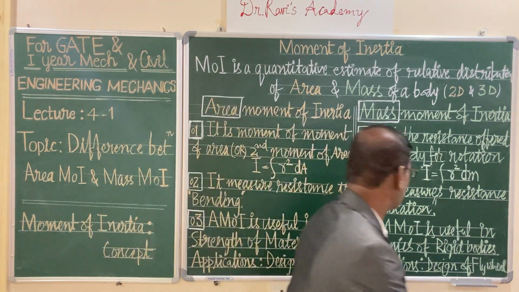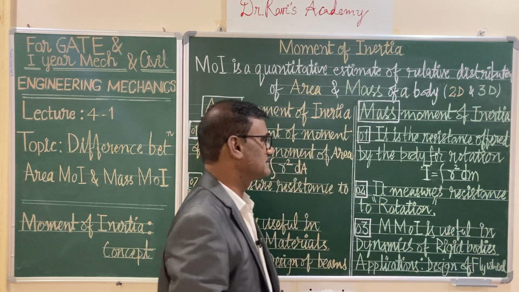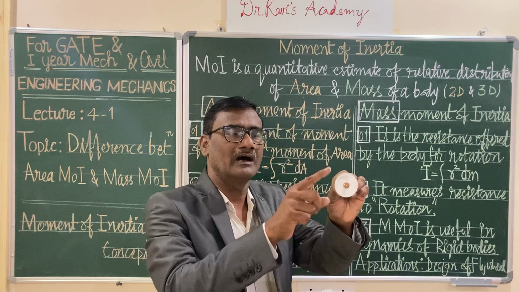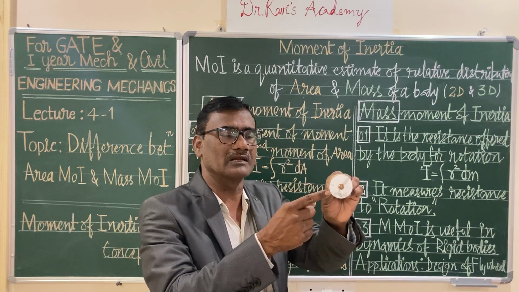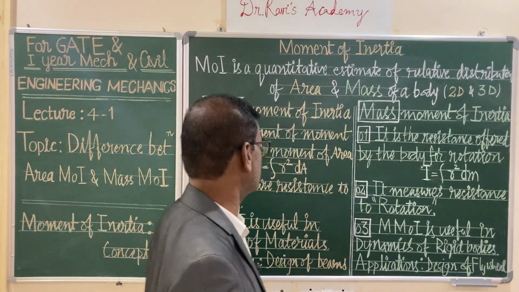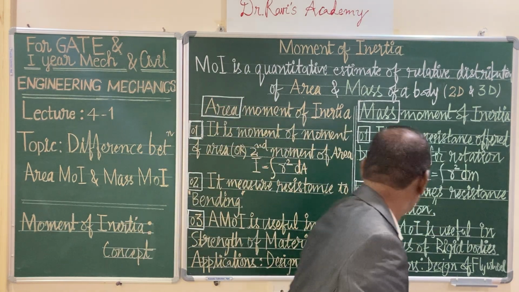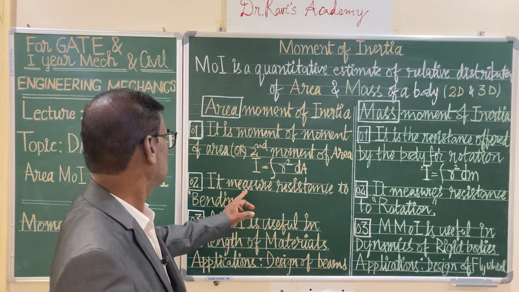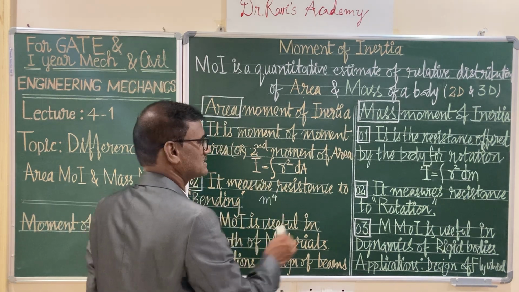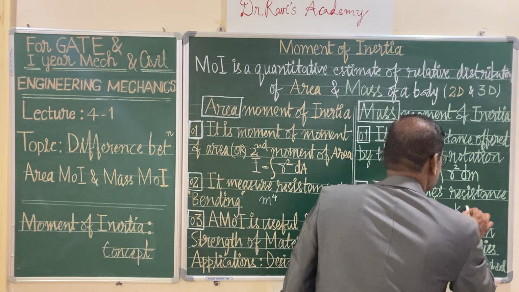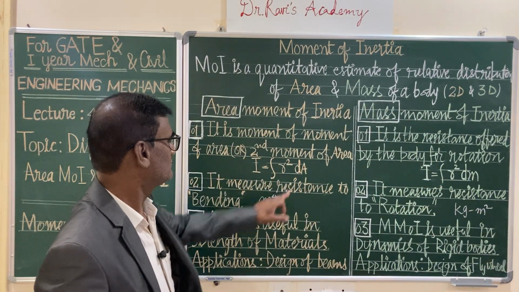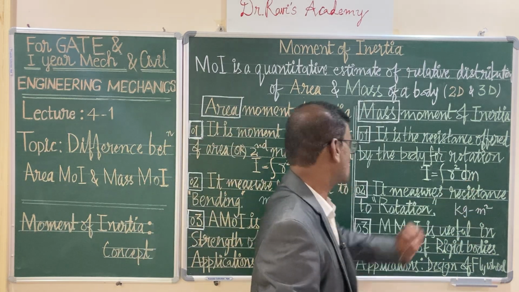Whereas the other side, let us look at that, it measures the resistance to rotation. When a body is rotating, let us consider this wheel is rotating, and it offers resistance to the rotation, and that particular resistance is called mass moment of inertia. And lastly, you can see that the unit used for area moment of inertia is meter to the power 4. On the other side, it is kg meter square. The units are meter to the power 4, and here it is kg meter square.